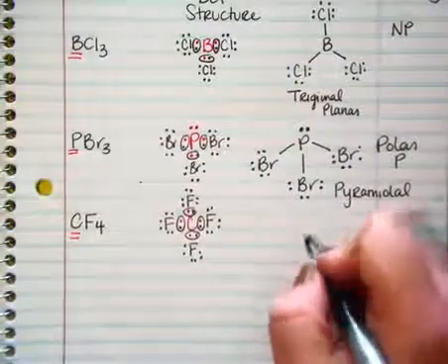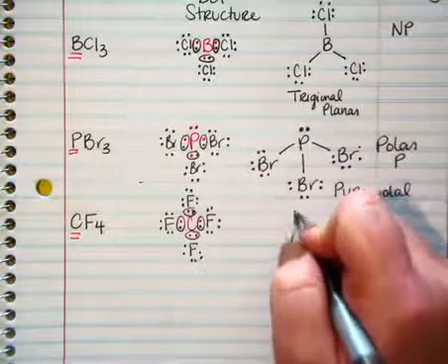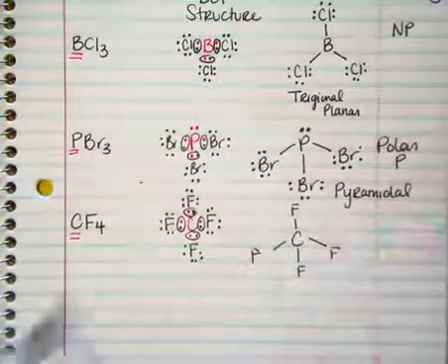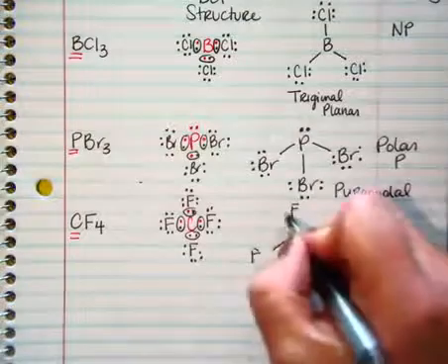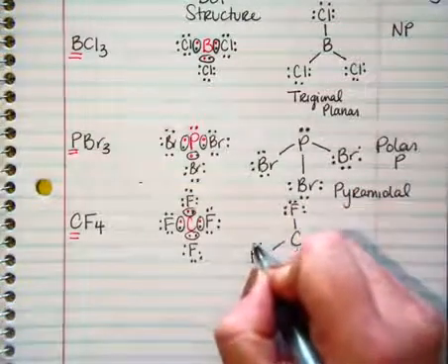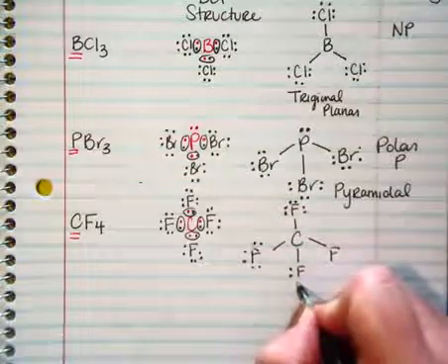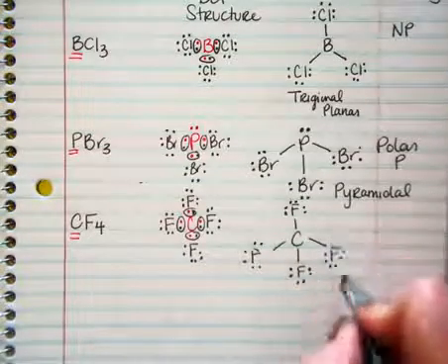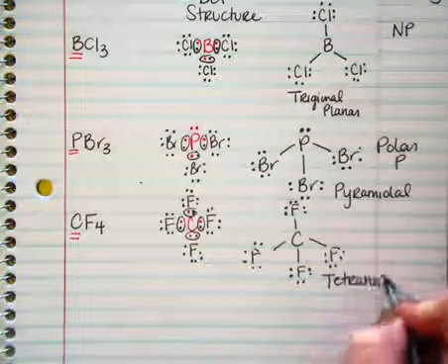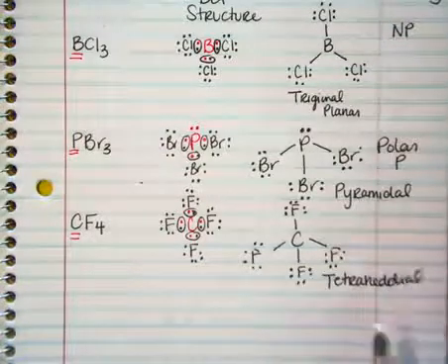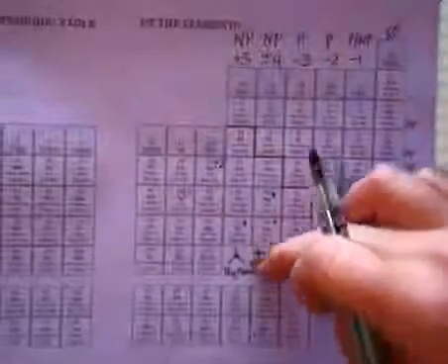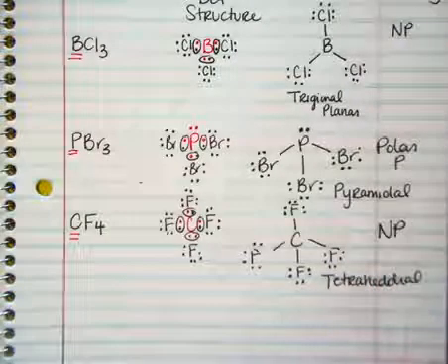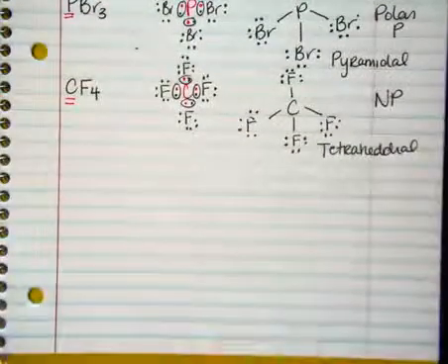And so I start with the carbon in the middle, and fluorine, fluorine, fluorine, fluorine. And then my unshared pairs of electrons around my fluorine. Okay, and so my shape here is tetrahedral. And what's my polarity? Oh, if it's in the carbon column, it's nonpolar. Okay. All right, let's do another one.